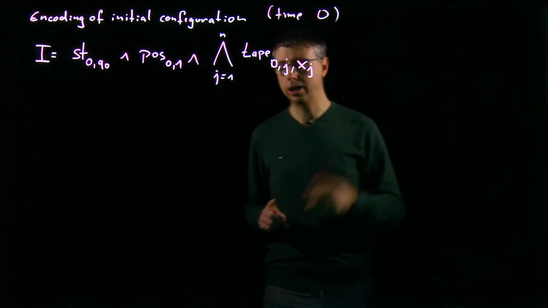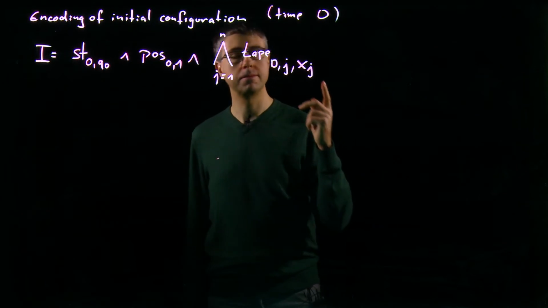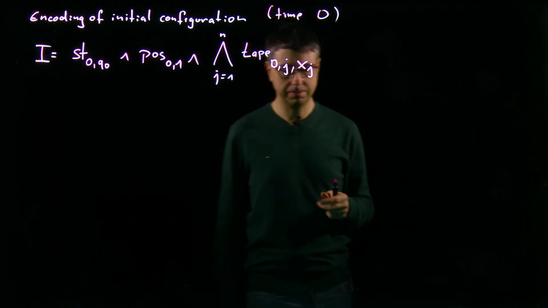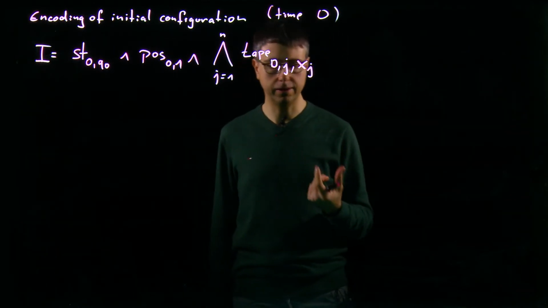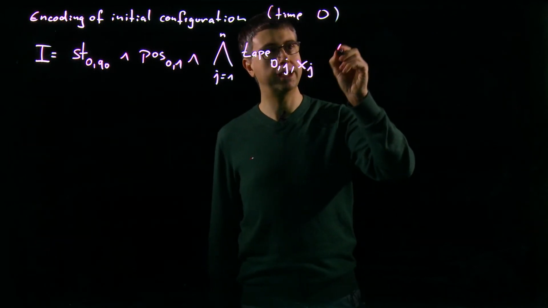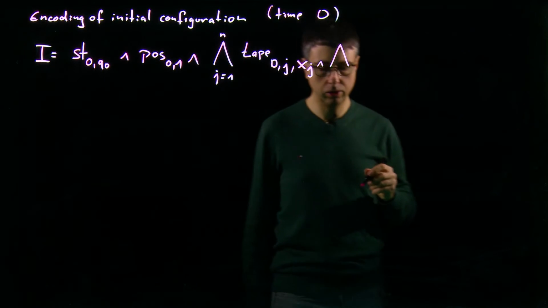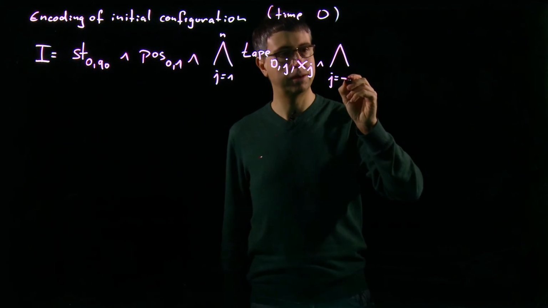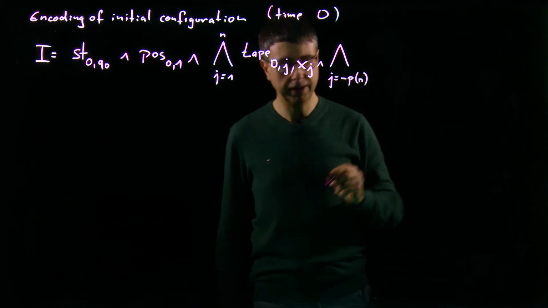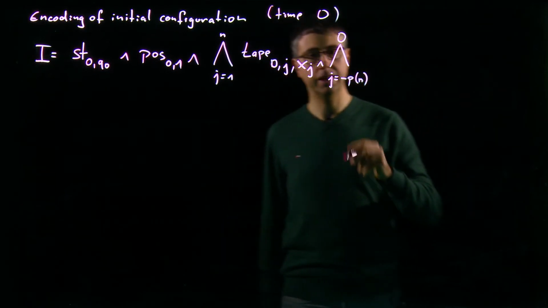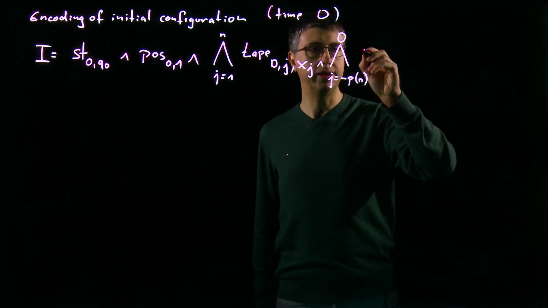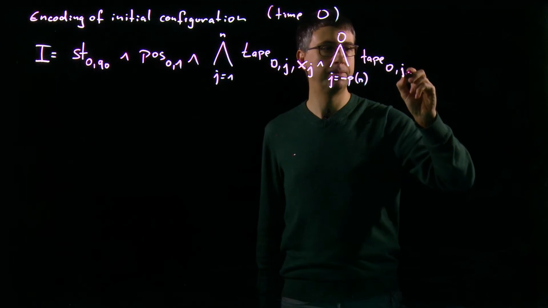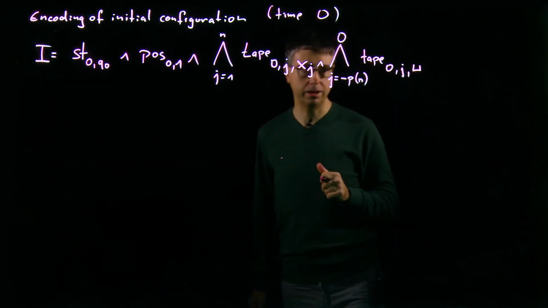However, we have to encode what is in all the parts of the tape that are not part of the input, and that's a blank. This has to be encoded as well. So we have to encode the blanks. The blanks are encoded by a conjunction over j that starts at minus p of n and goes up to 0. Again, that's the tape position. And here on the tape, for time index 0, position j, the element we have is the blank.